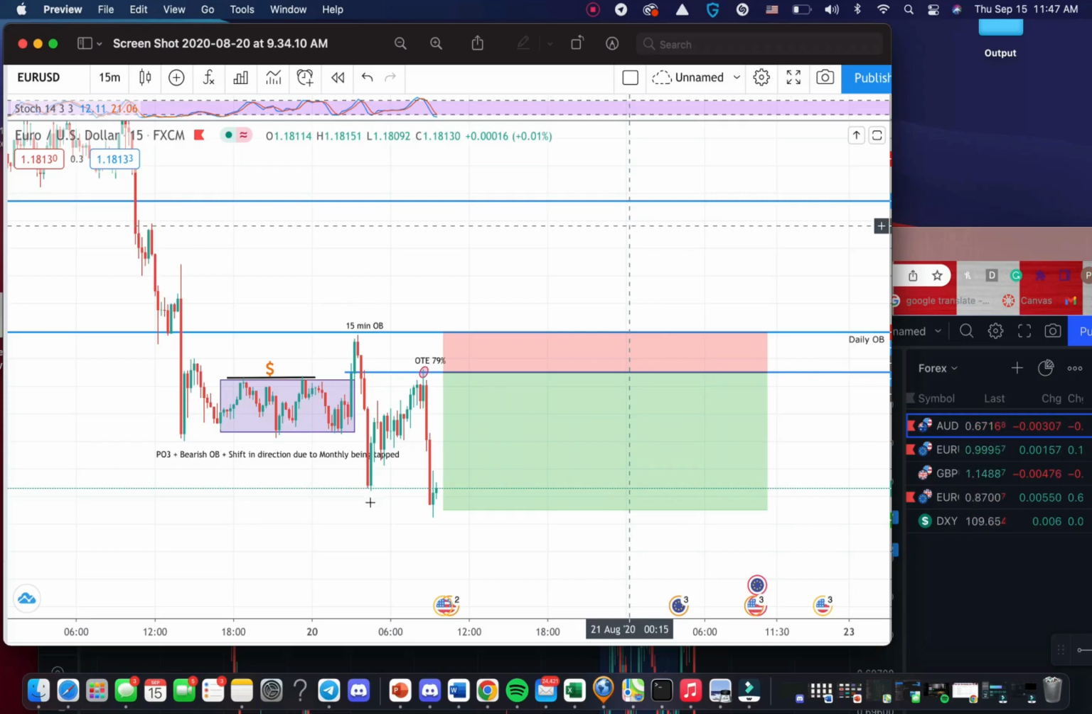And then going back to the previous lesson on retracements, or OTE, price came back, retraced, and we would have gone to another sell right here.